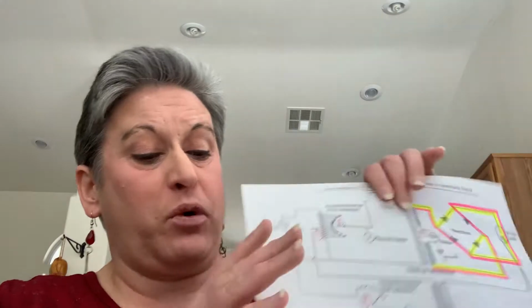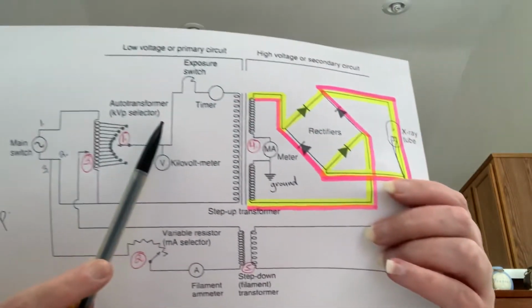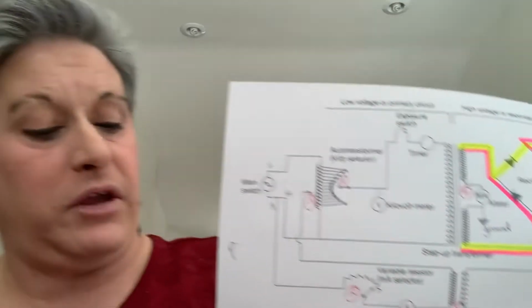So now the exposure switch, which is right here. The exposure switch is a connection that permits the electric current to flow through the X-ray circuit, and it also activates the rotating anode of the X-ray tube. I'll talk about the rotating anode a little bit later on.